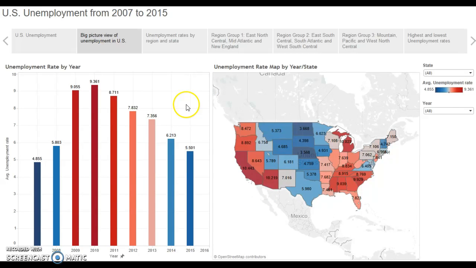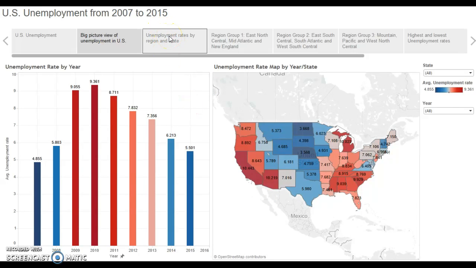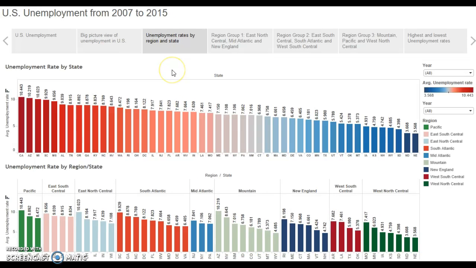And then moving on, I took a look at the unemployment rates by region and by state. So this shows unemployment rates ranked by state. And you can see in California, Arizona, a couple of western states, that unemployment rates were pretty high over the course of this 9-year period. And on the other end of the spectrum, you have North Dakota and Nebraska with pretty low unemployment rates, 3.6, 3.5.